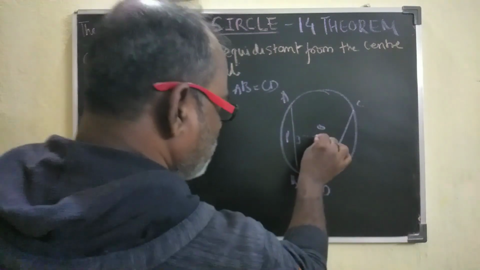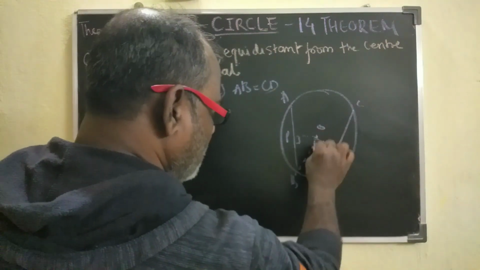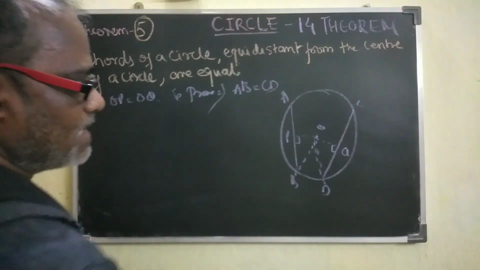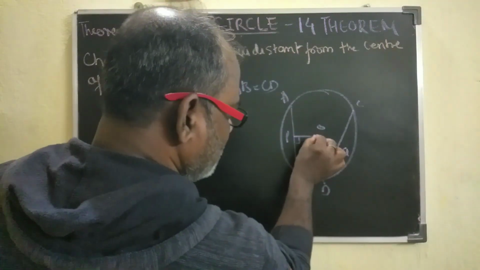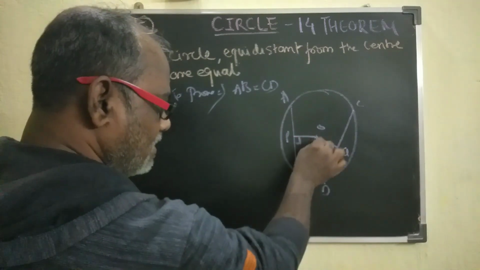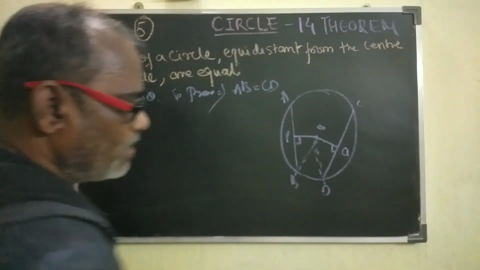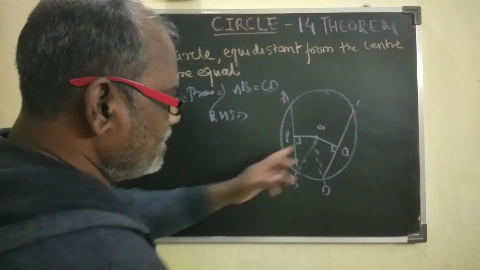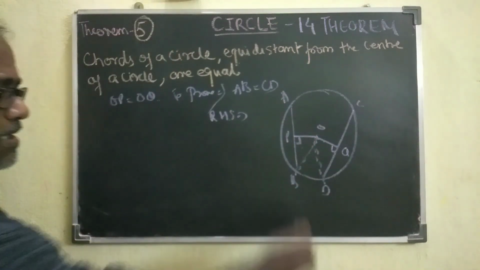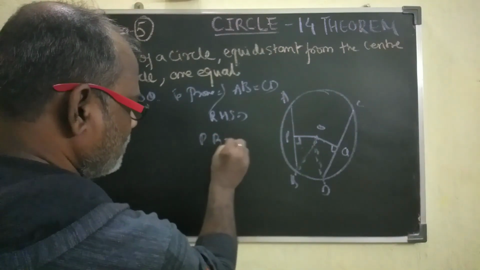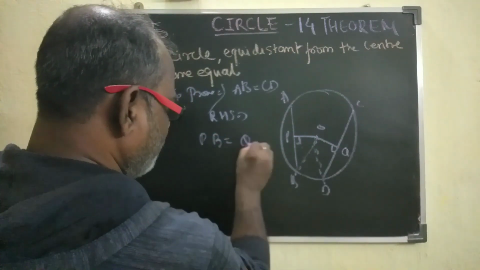So first let us join OB and OD. From this we can say that in these two triangles, this is 90 degrees and the radii of the two triangles are equal. Therefore by RHS axiom these two triangles are congruent. Since these two triangles are congruent, therefore PB must equal QD.